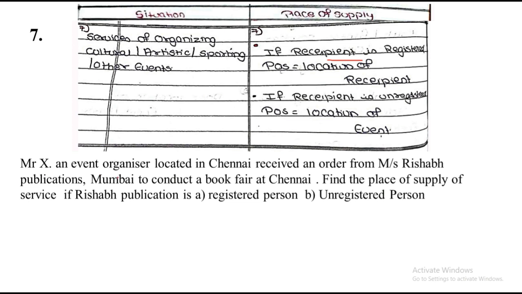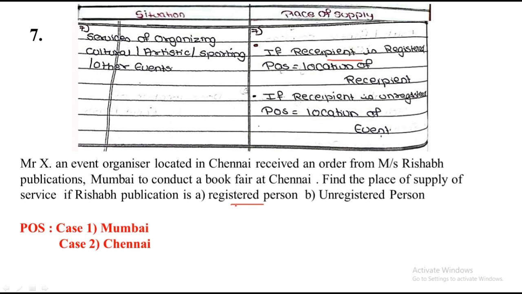So Mr. X, an event organizer located in Chennai, received an order from Rishabh Publication, Mumbai, to conduct a book fair in Chennai. Find the place of supply if Rishabh Publication was registered. Again, if Rishabh was registered, his location, that was Mumbai, will become the place of supply. If it is not registered, then the place where the event took place, that was the book fair, was at Chennai. So Chennai will be the place of supply. So first case Mumbai, second case Chennai. Okay, this was your situation number 7.